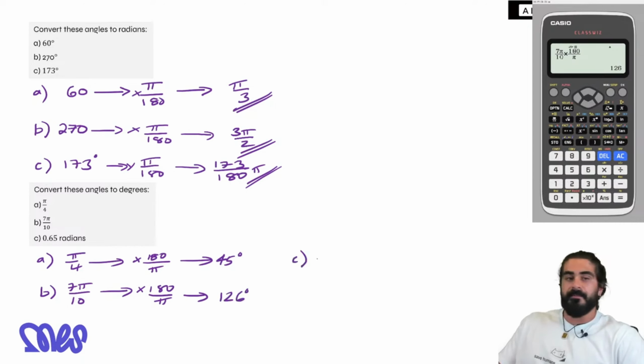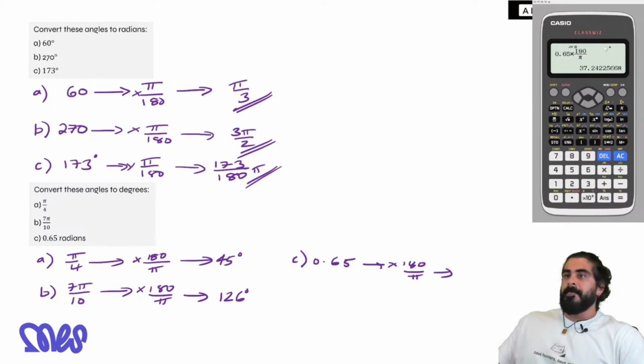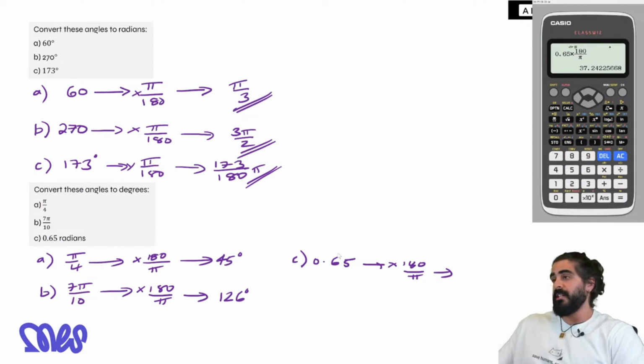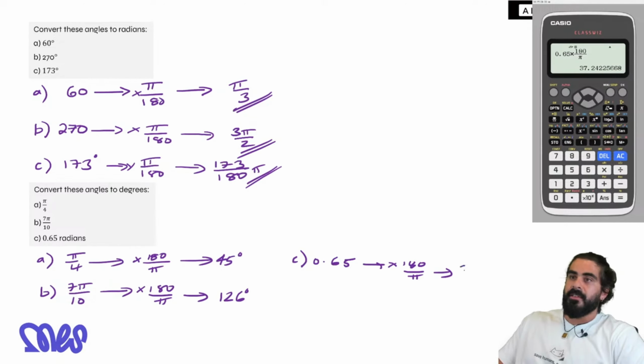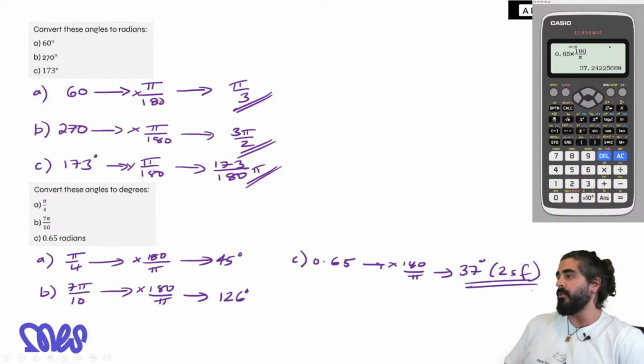And then finally, part C, doing 0.65 radians. We're going to times by 180 over pi. So we've got 0.65. Now, can you see this huge decimal? Because 0.65 is two significant figures, our answer, we should really keep it to two significant figures. So let's just say 37 to 2SF. We want to keep it consistent, yeah?